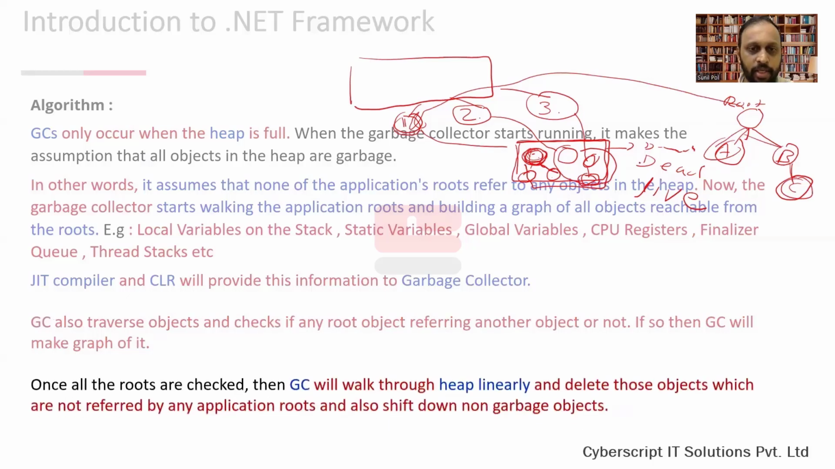Once all the roots are checked, then GC will walk through the heap linearly and delete those objects which are not referred by any application roots, and also shift down non-garbage objects. So suppose this root 1 has been closed. After that, this object would be considered a dead object. So that's why garbage collector will delete that object from the memory. Garbage collector also shifts down non-garbage objects. It is called the compacting phase. We will check this in detail in a further tutorial.